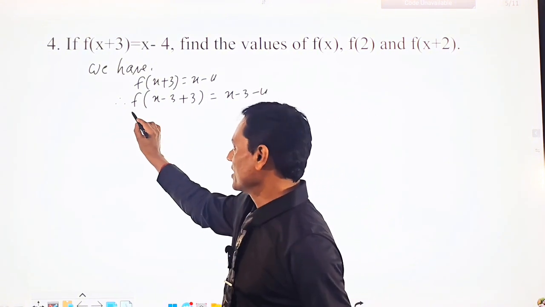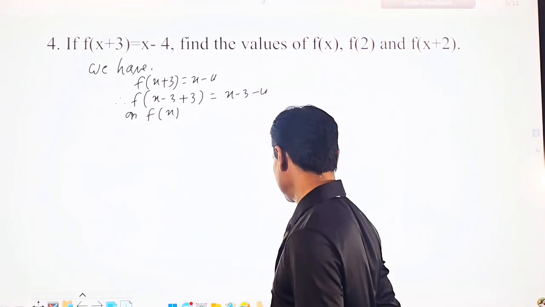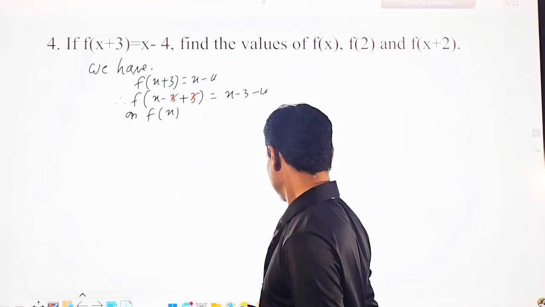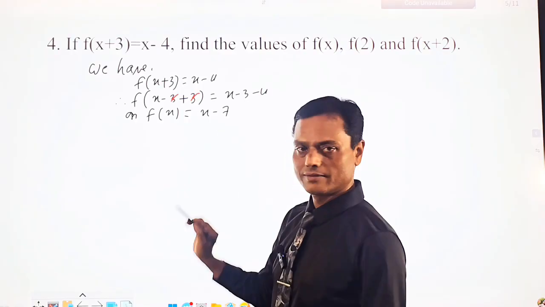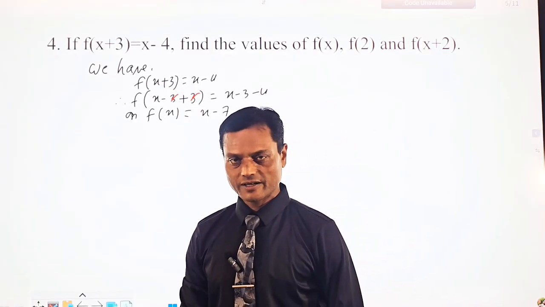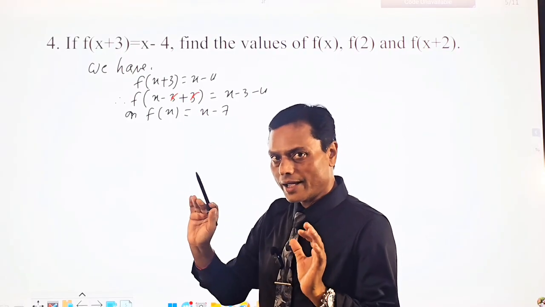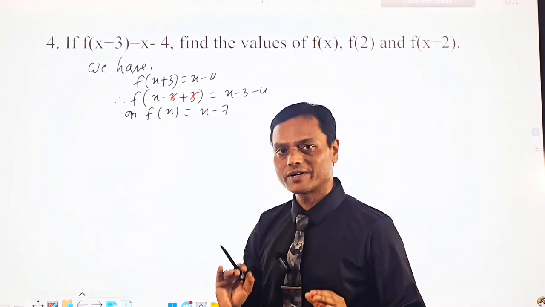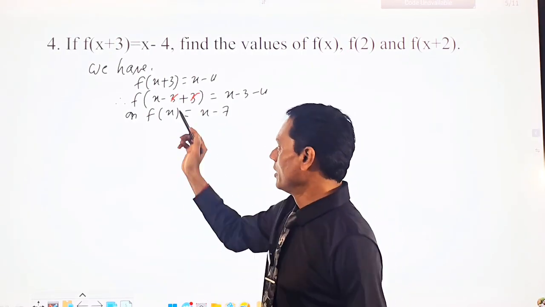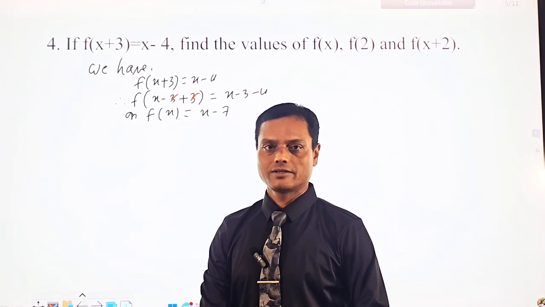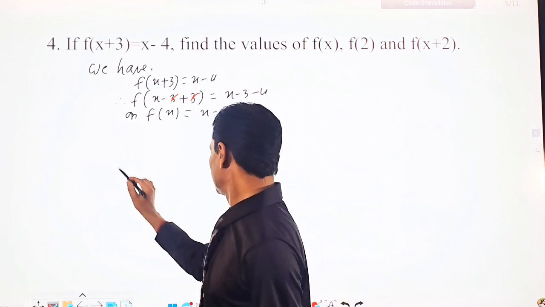After that, we can write f(x), because the plus 3 and minus 3 will cancel, and here we can write x minus 7. Hope all of you are understanding, isn't it? Do not forget that I haven't added or subtracted 3 on both sides. Not to forget it, x is replaced by x minus 3, right?